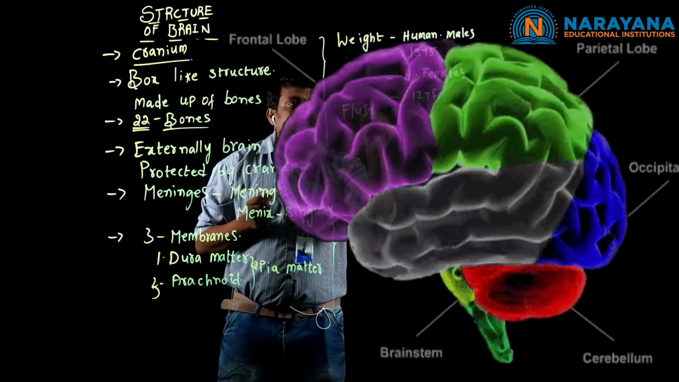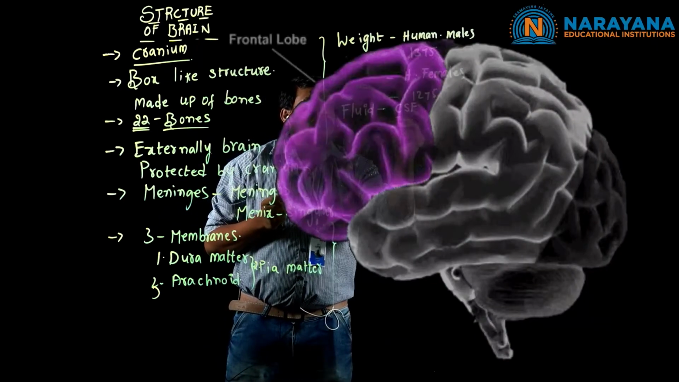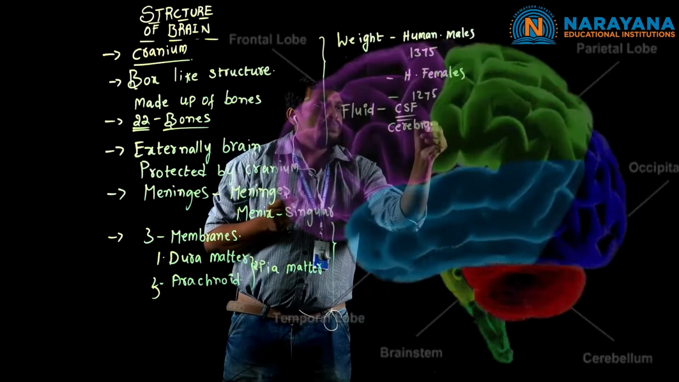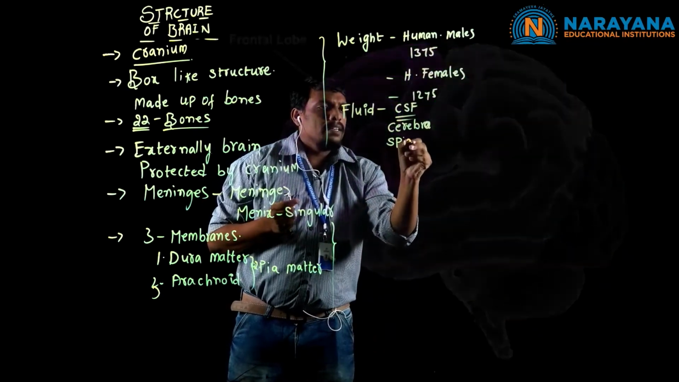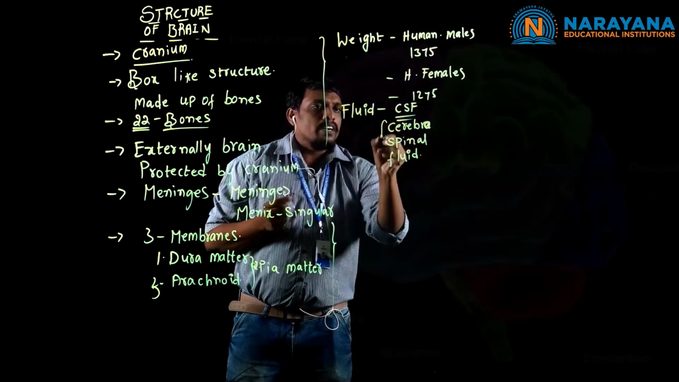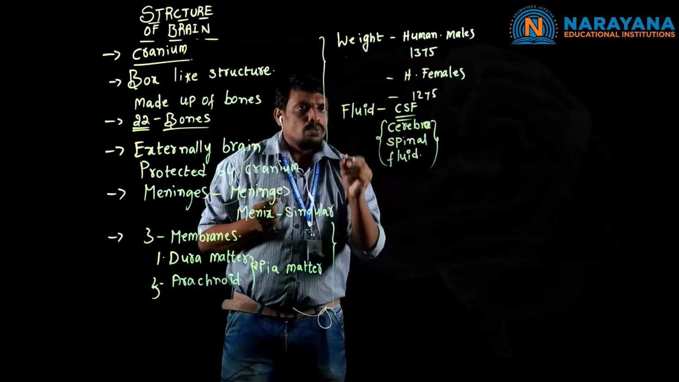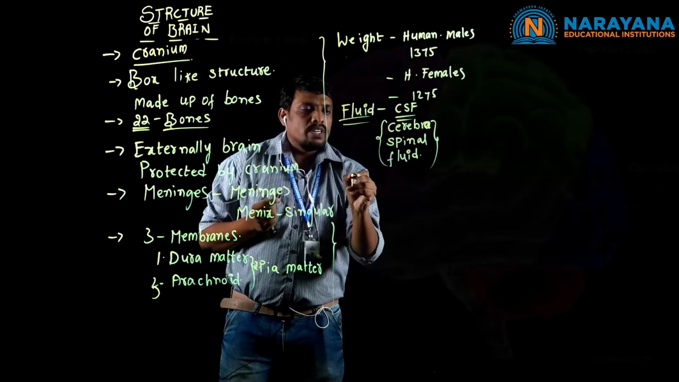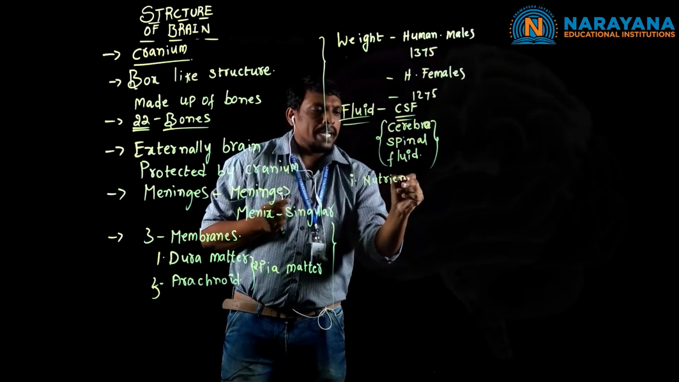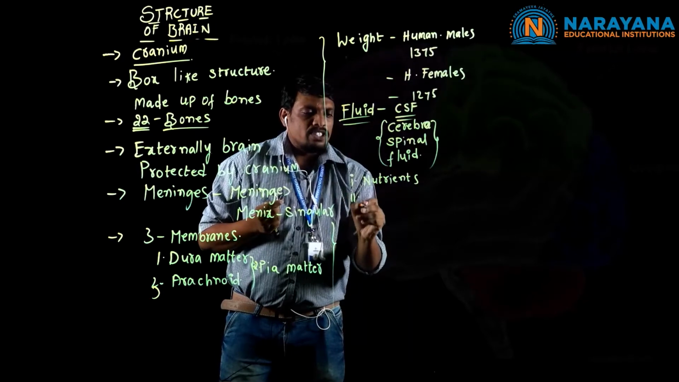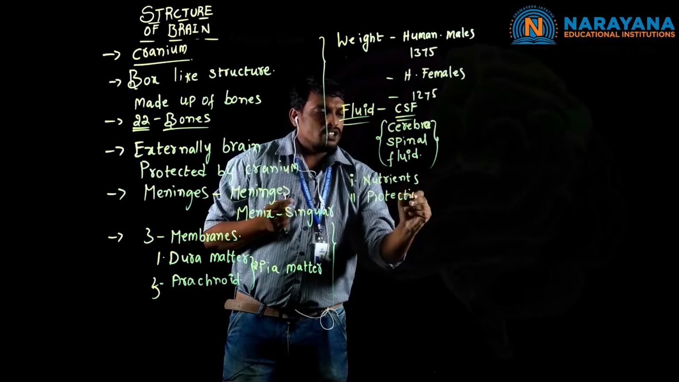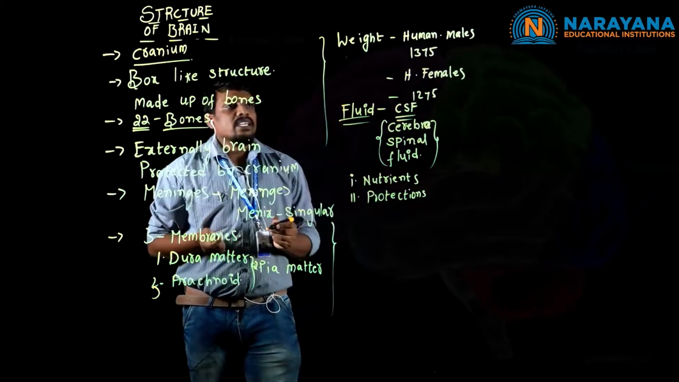What is that fluid called? The fluid is called cerebrospinal fluid. What is CSF? Cerebrospinal fluid. This cerebrospinal fluid does two major functions. First function, it provides nutrients to the brain cells. Second important function, it gives protection to the brain from external shocks and injuries after the cranium.